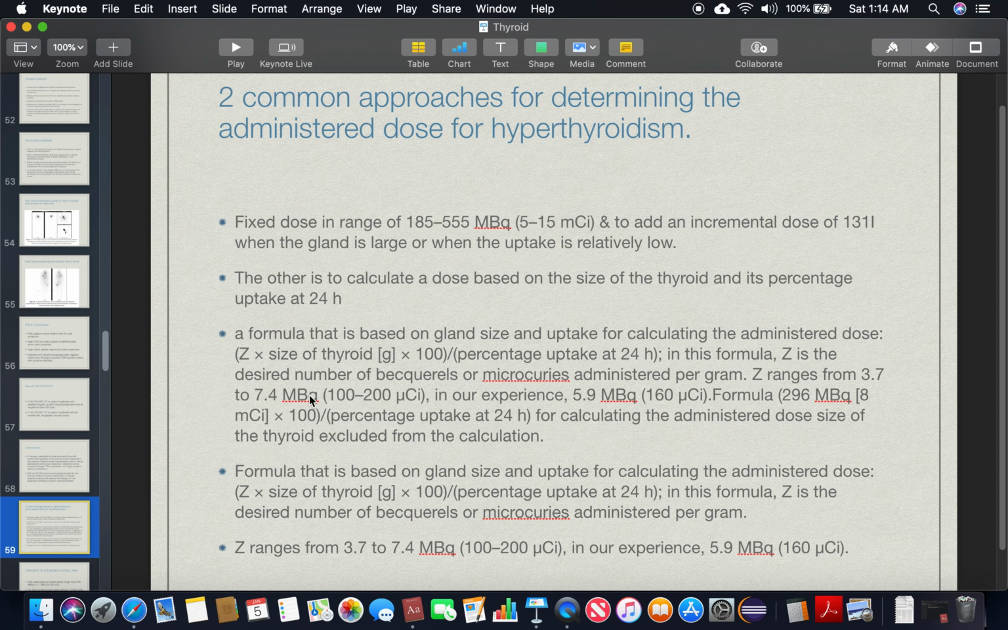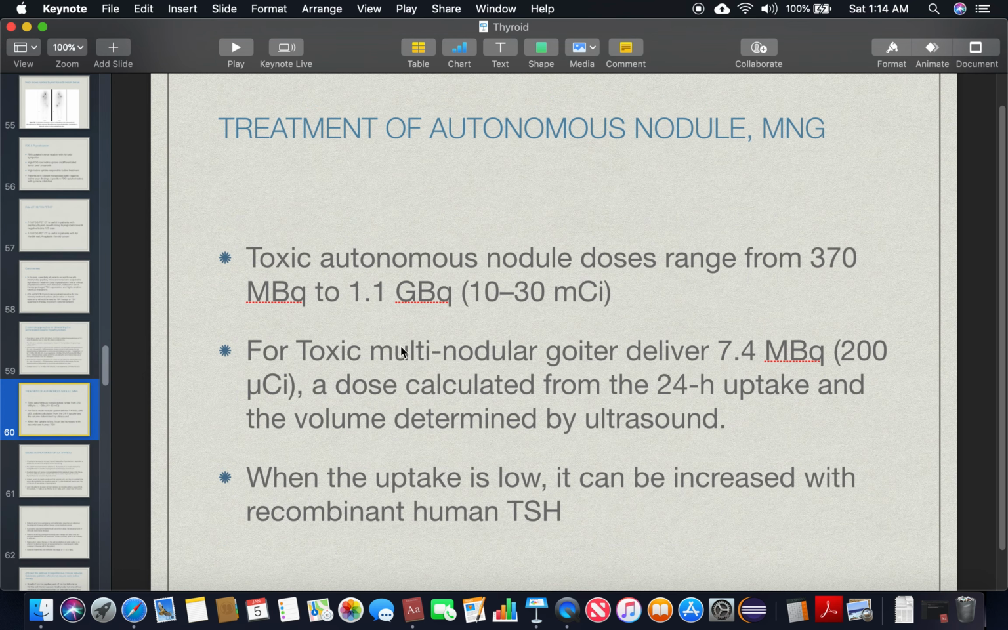One is based on the gland size and uptake. So Z times the size of the gland times 100 divided by the percentage uptake. This is one formula. The other is based on size and uptake. So you have Z multiplied by the size of the gland times 100 divided by the percentage uptake. And so according to one of my references, the authors use about 160 microcuries per gram. Although in the literature, the dose is 100 to 200 microcuries per gram of the thyroid tissue, thyroid size.